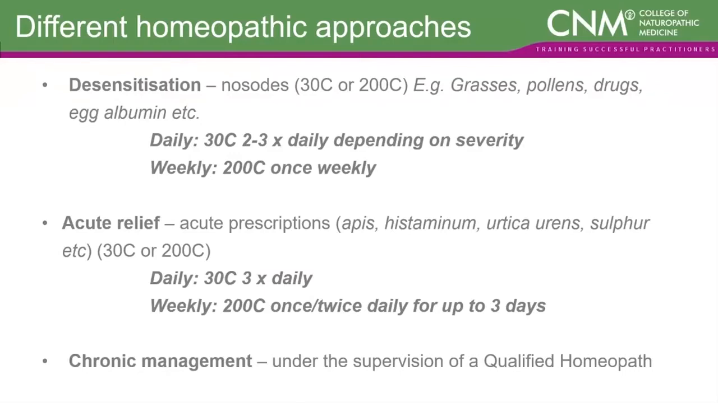Then there's, of course, the acute management. So these are acute prescriptions based on the presentation of symptoms at the time of having the asthma. So these are not used prophylactically as the desensitization approach is used. These are used as and when the symptoms manifest. Now, generally speaking, if you were administering a 30C, this would be given 3 times a day. If it was a 200C, it would be once or twice daily for up to 3 days.